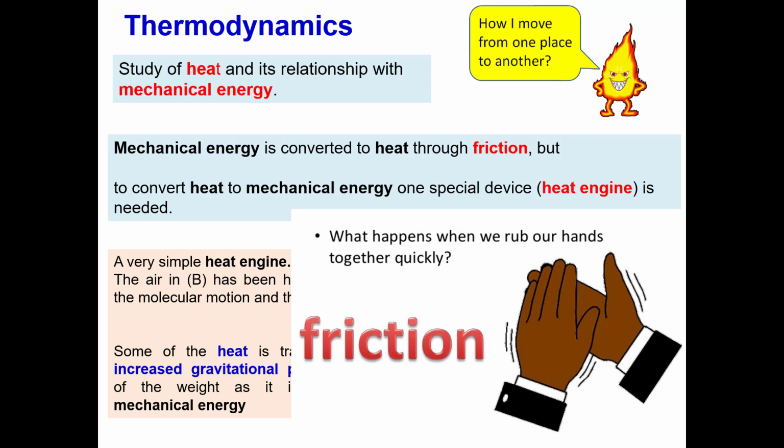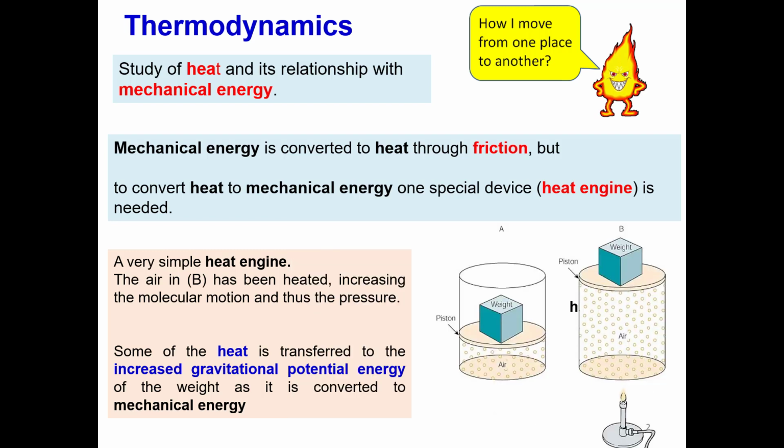But to convert heat into mechanical energy, one special device is needed, and this device is called a heat engine. In these examples, we had a very simple heat engine. We had a container which has a piston here, and on top of the piston we had a weight. In this part of the container we had some gas. In this case we had air.